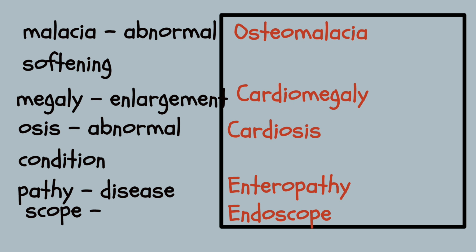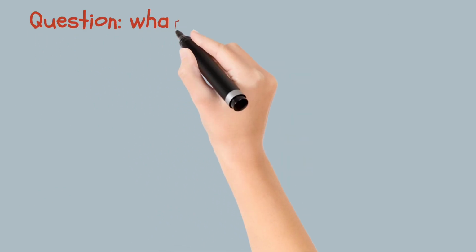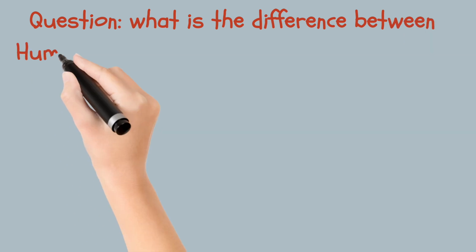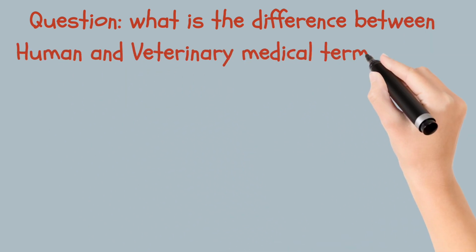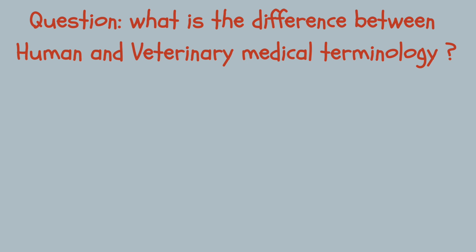So just like I said before, there are also so many other examples of suffixes used in medical terminology. I only mentioned a few. Now, before I talk about the last word parts used in medical terminology, I would like to answer a question most people ask, especially veterinary medical students. The question is, what is the difference between human and veterinary medical terminology? Now, most times, the medical terms used in human medical settings are identical to the ones used in veterinary medical settings.